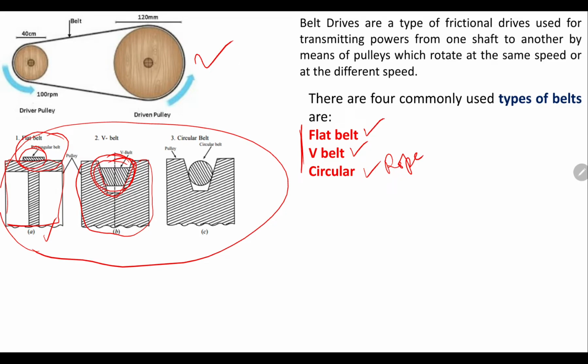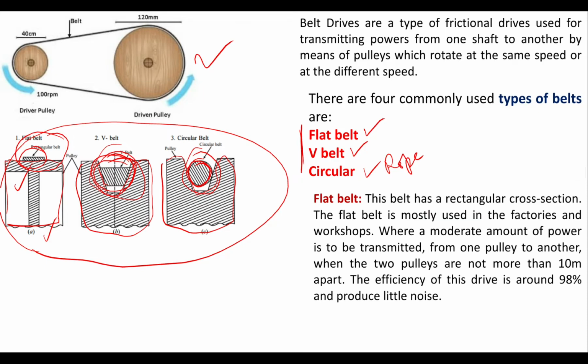And another cross section is the circular belt. See the nature of the pulley here. Again, for such an arrangement we have to make a slot for keeping that type of belt inside the pulley. It has a circular cross section, that's why it is called rope belt. It has a V type of cross section, that's why it is called V belt. And in this case a rectangular cross section is there for the flat belt. So the flat belt has a rectangular cross section.